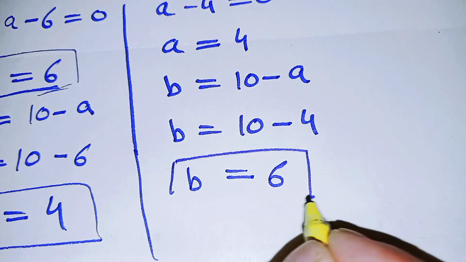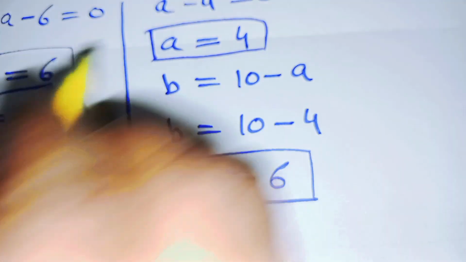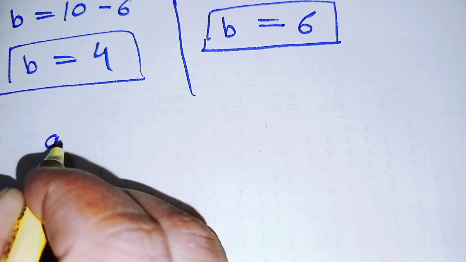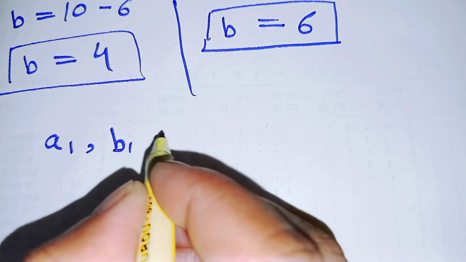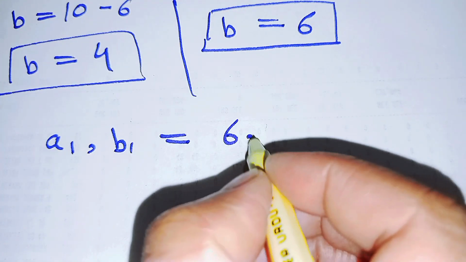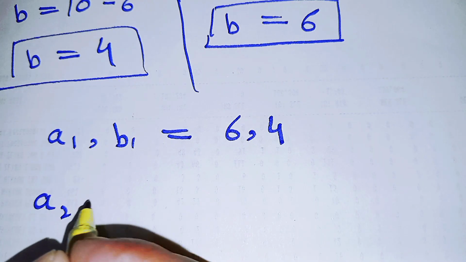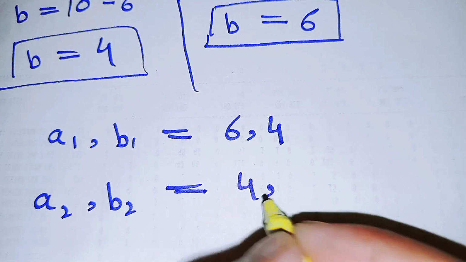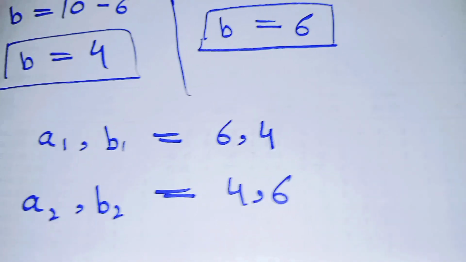So the first value of a and the first value of b are 6 and 4, and the second value of a and the second value of b are 4 and 6. Here it is our final answer.